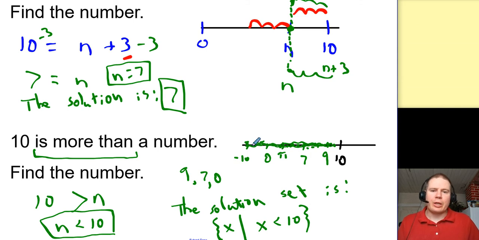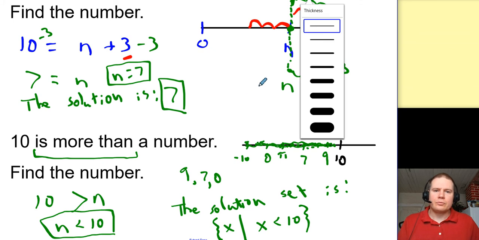When we're looking at a number line, though, we have a different way to show that. But before we move on to that notation, I want us just to look at this number line for a little bit. When we're looking at our solution to an equation, it's just one number. I can show that on the number line really easily.